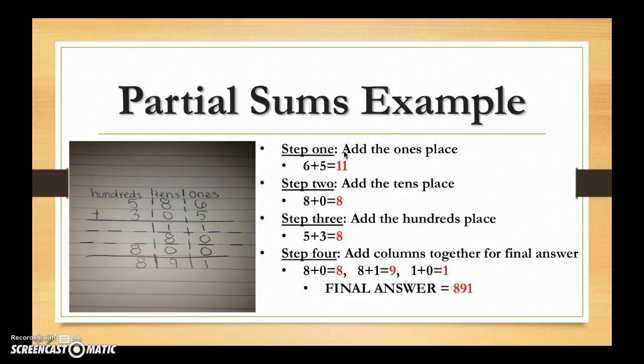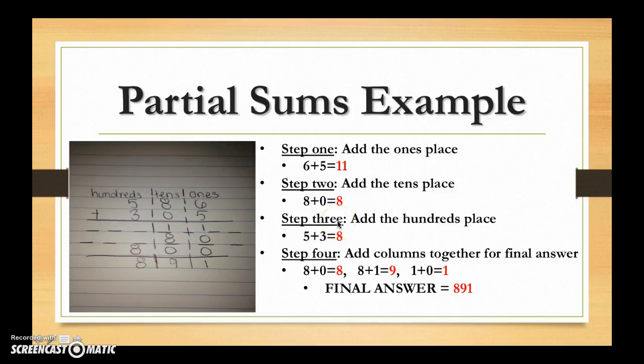Step 1, we are going to add the ones place. So we have 6 plus 5, which is equal to 11. So you're going to put that right here. Then step 2, we're going to be adding the tens place. And here we have 8 plus 0, which is 8. And since this is in the tens place, we're going to put a 0 here, so we know there's no number to be put there.